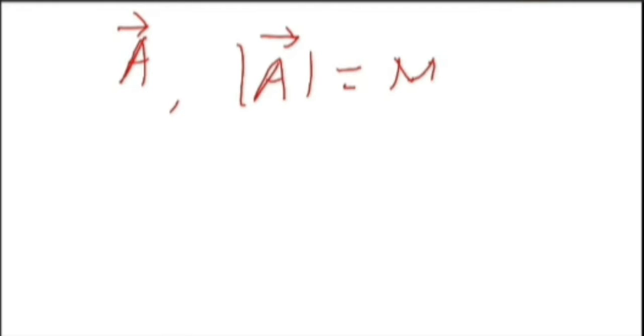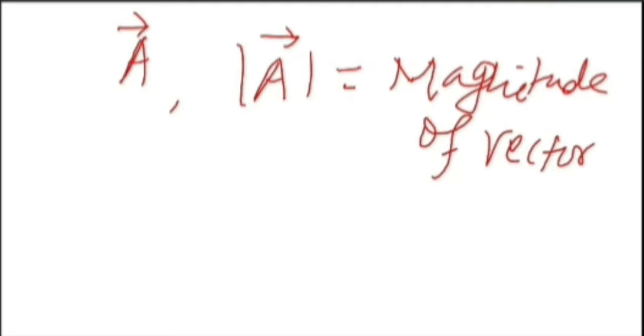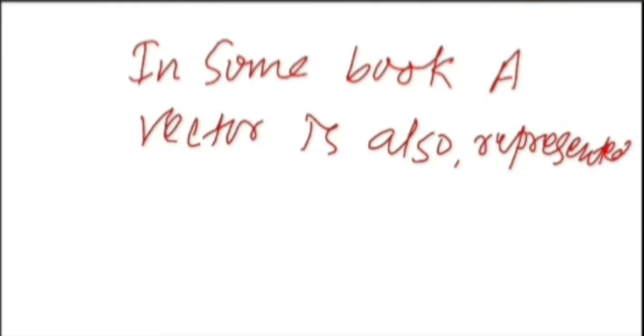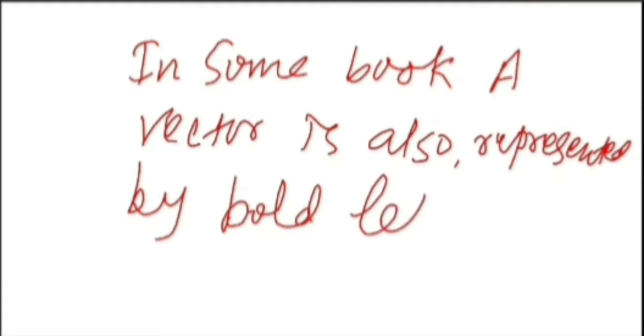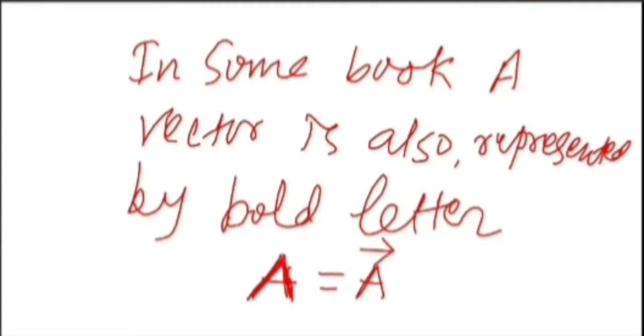How can we represent the magnitude of a vector? Suppose we have vector A, then its magnitude can be written as mod of vector A. In some books, a vector is also represented by a bold letter. This is the vector A, either in bold letter or in a letter having an arrow on its head.